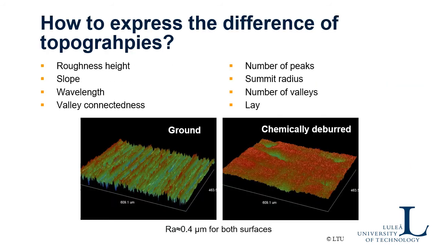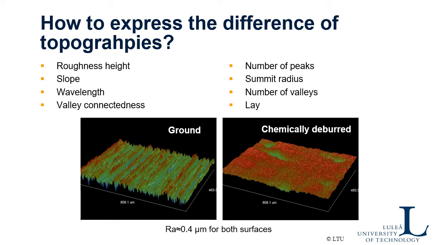And when you start making 3D parameters or definitions of parameters, you can find a pretty big number of surface topographies. So here I have two typical, or not typical, but two surfaces at least. This is a ground surface, which is a typical one, and this one is a chemically deburred, which is not a typical one. It's not a very common surface, I would say. But in both cases, the Ra is around 0.4. But of course, again, from a tribological point of view, the behavior could be pretty different between these two.